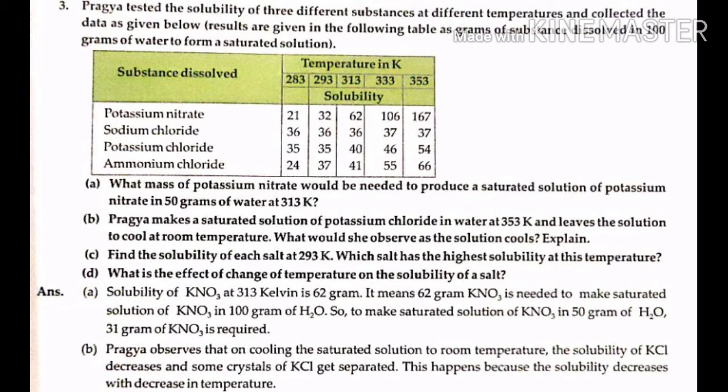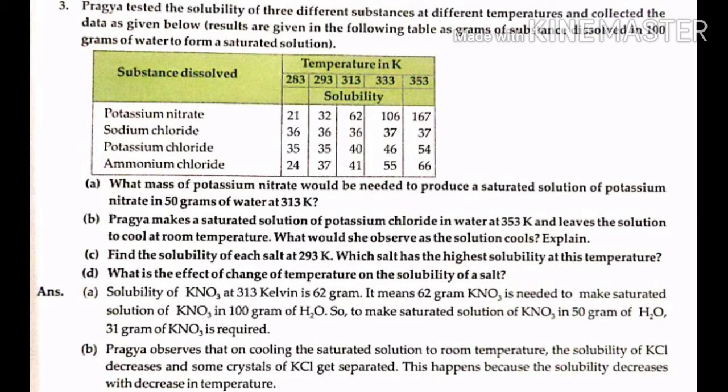Substances dissolved are potassium nitrate at 283 Kelvin 21, 293 Kelvin 32, 313 Kelvin 62, 333 Kelvin 106, 353 Kelvin 167. Sodium chloride 36, 36, 36, 37, 37. Potassium chloride 35, 35, 40, 46, 54. Ammonium chloride 24, 37, 41, 55, 66.